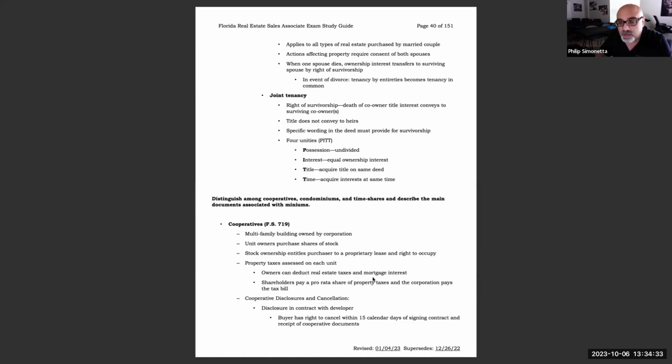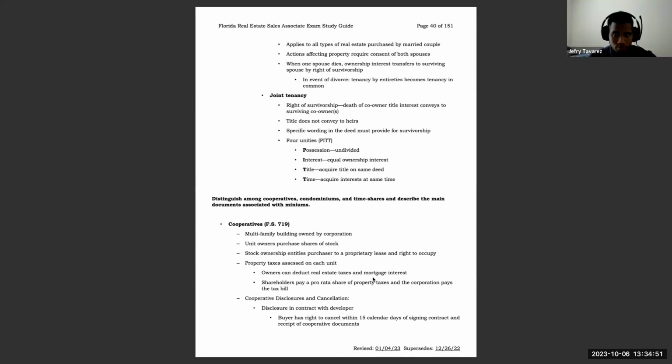Time. Acquire interest at the same time. Now, you could always refinance it, do deed transfers, things like that. But it would have to change the status, right? It has to be acquired at the same time as the purchase. Okay? Any questions on that?